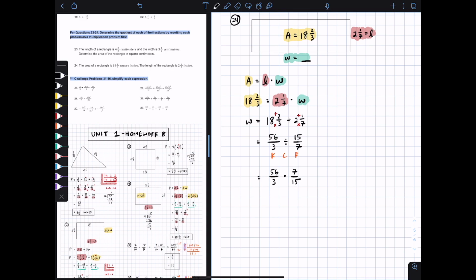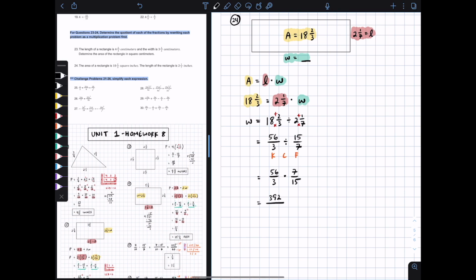So this looks like a bit of a bummer. I don't think there are any factors of 56 that match with 3 or 15. I'm going through my divisibility rules, and 7's prime and 3's prime, so that doesn't help us either. So I know this is a little bit annoying because we can't cross cancel. 56 times 7 should be 350 plus 42, 392.